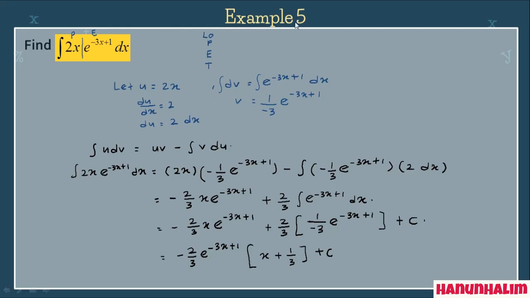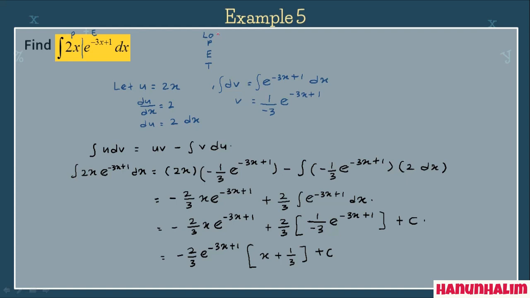Okay, for example 5, integrate 2x e to the power of negative 3x plus 1 dx. Okay, untuk example 5 saya dah tulis lah dia punya solution, but kita akan discuss how to do integration by parts. Okay, of course bila nak buat integration by parts, kita akan guna LIPET untuk kita pilih u dengan dv. So LIPET ni adalah untuk kita punya u.